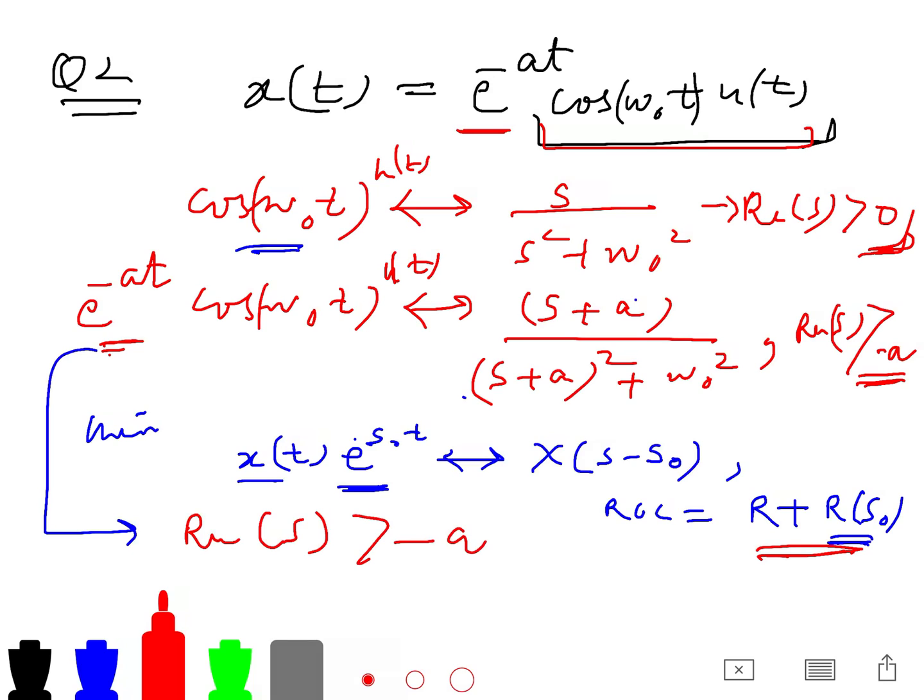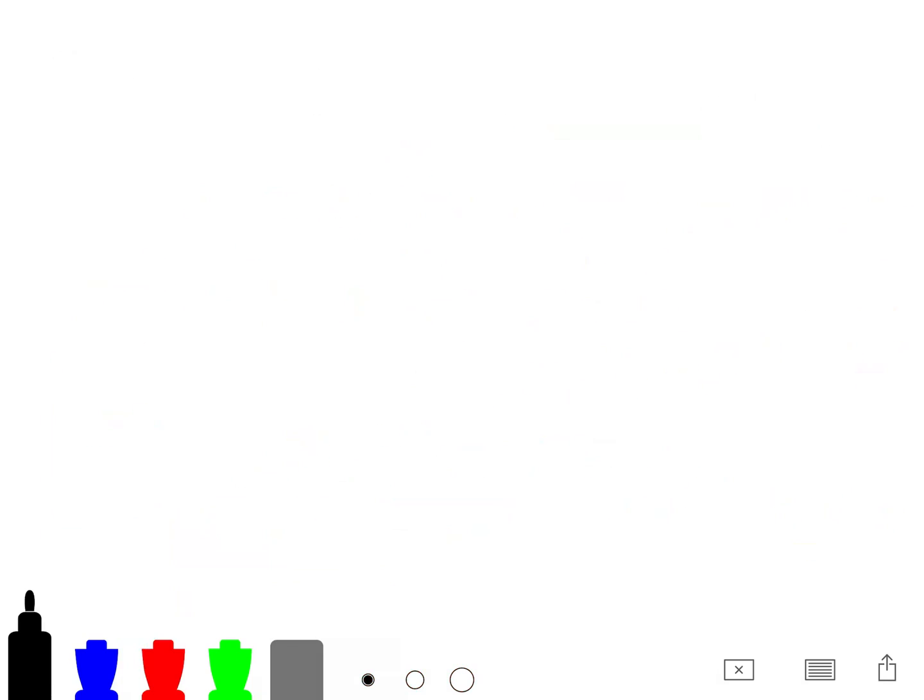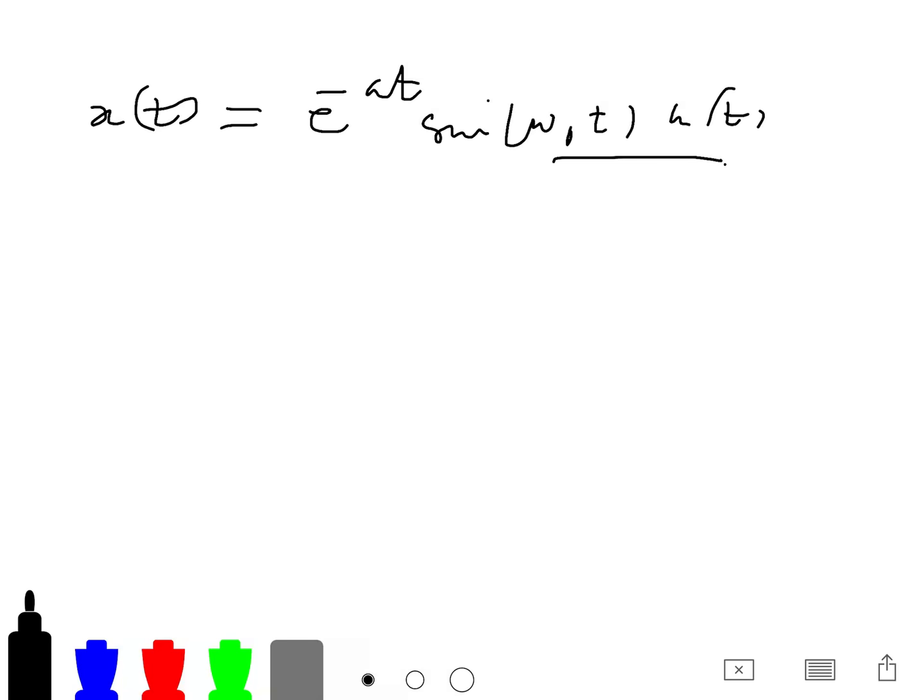So for the whole, the ROC will be real part of S greater than minus a, right? And this is the Laplace transform for the given function. Similarly, you can calculate the Laplace transform of x(t) equals e to the power minus at sine omega naught t u(t), right? Now come to the next example.